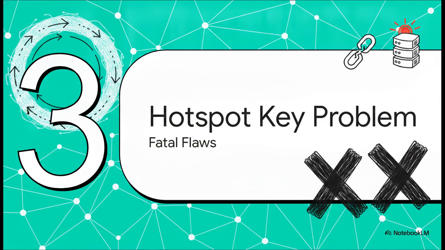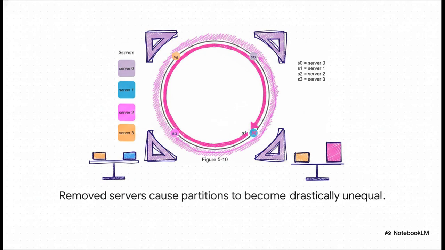As elegant as the basic hash ring is, it does have a couple of fatal flaws when deployed in the real world. The first major issue is keeping the partitions balanced. A partition is just a hash space between adjacent servers on the ring. If server 1 goes down and is removed from the ring, server 2 suddenly inherits all of server 1's partition.